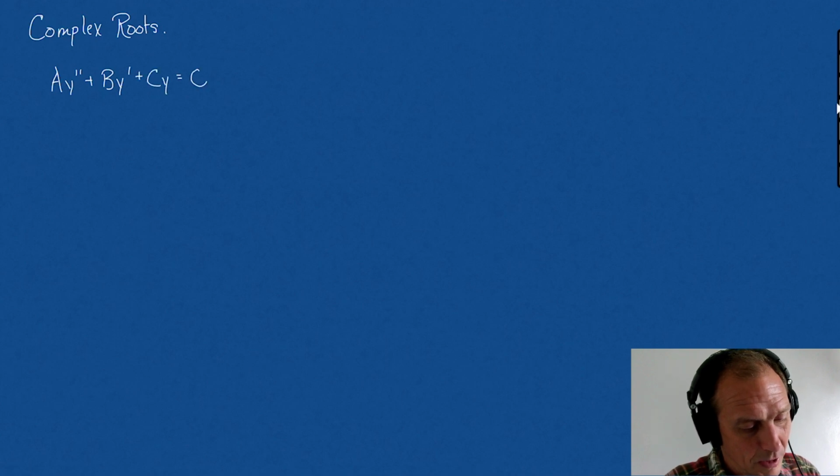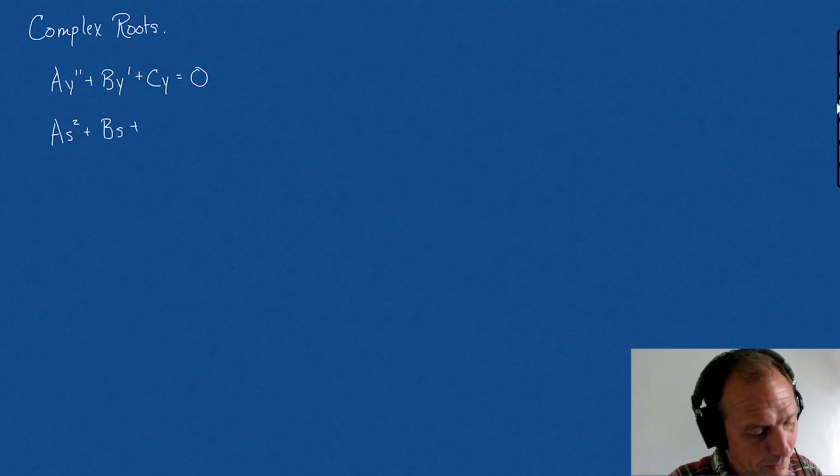I am Tom, and today we're going to look at the general form of the null solution that has complex roots. In other words, what we're going to look at is when we have ay'' + by' + cy = 0. And remember, then we had a characteristic polynomial of as² + bs + c = 0.